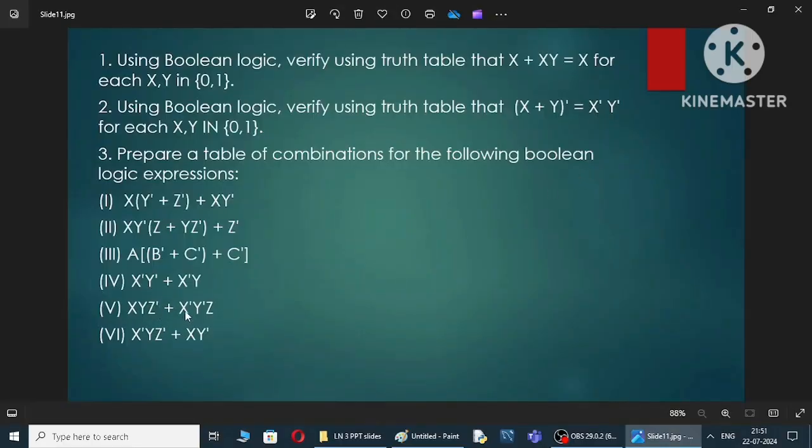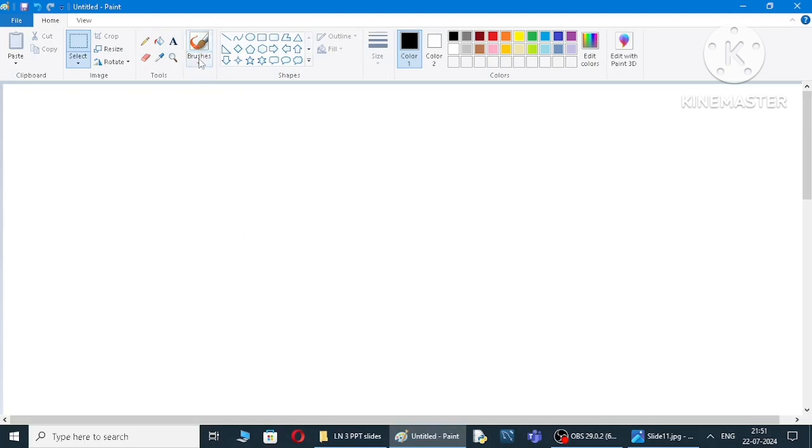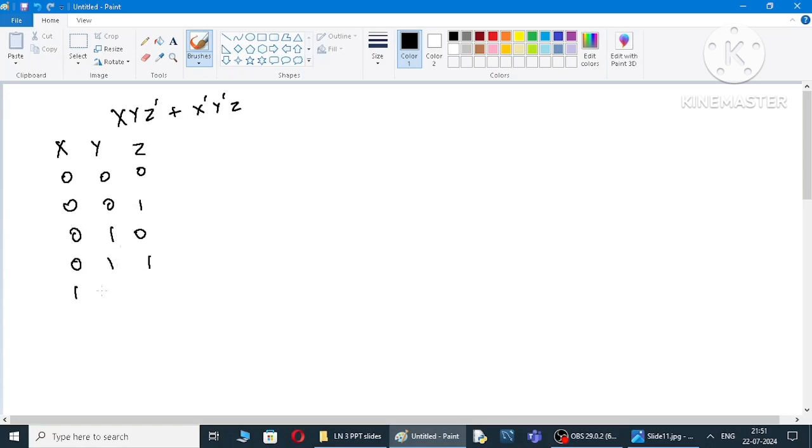X, y, z bar plus x bar, y bar, z. So x, y, z, you will have 3 input combinations. 0, 0, 1, 0, 1, 0, 0, 1, 1, 1, 0, 0, 1, 0, 1, 1, 1, 0 and 1, 1.